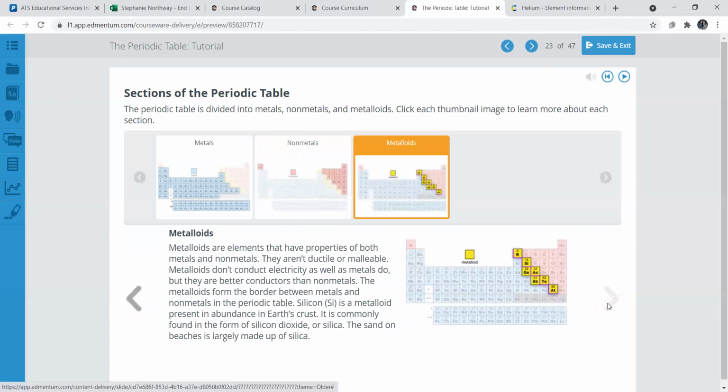Metalloids, elements that produce properties of both metals and non-metals. They aren't ductile or malleable. They don't conduct electricity as well as metals do, but they're better conductors than non-metals. So they have properties of a little bit of both. We got both things going on with the metalloids. That's why they're kind of in a standalone category, just like this, and they're in between the metals and the non-metals.